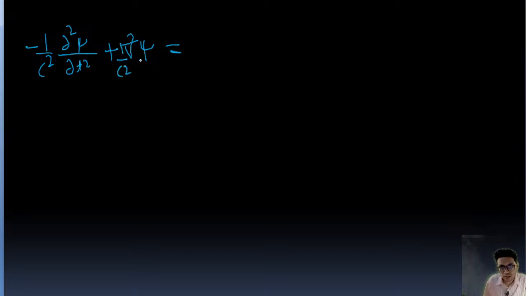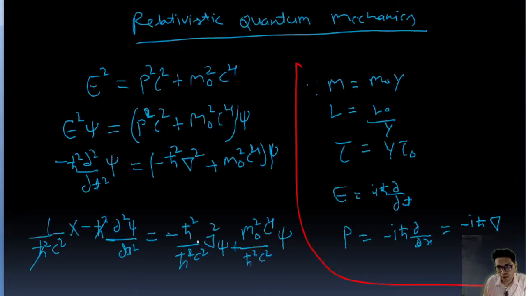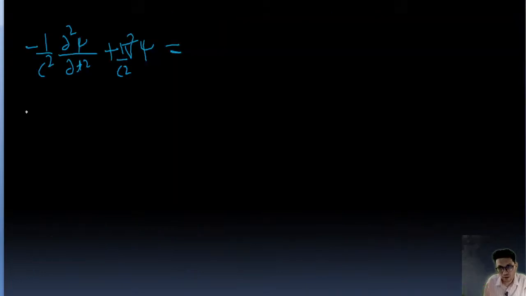Because we have taken this to the left hand side, the minus sign becomes plus. And in h cut square c square, c square will cancel c4 by c square, so this is going to be m naught square c square upon h cut square psi. We'll take this to the left hand side, so this is going to be minus, equal to 0.